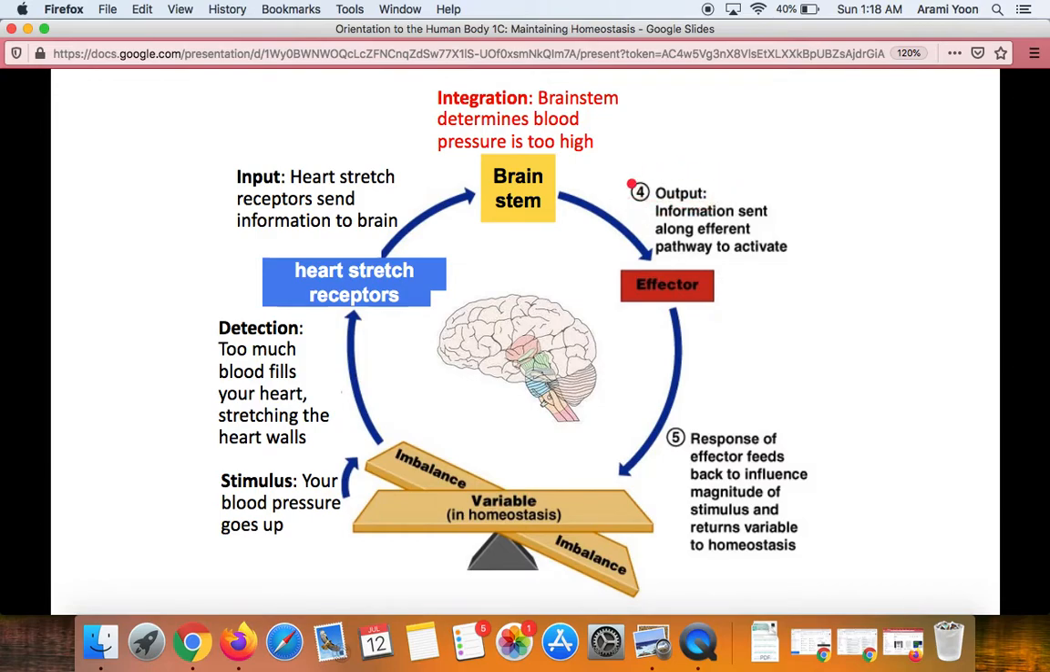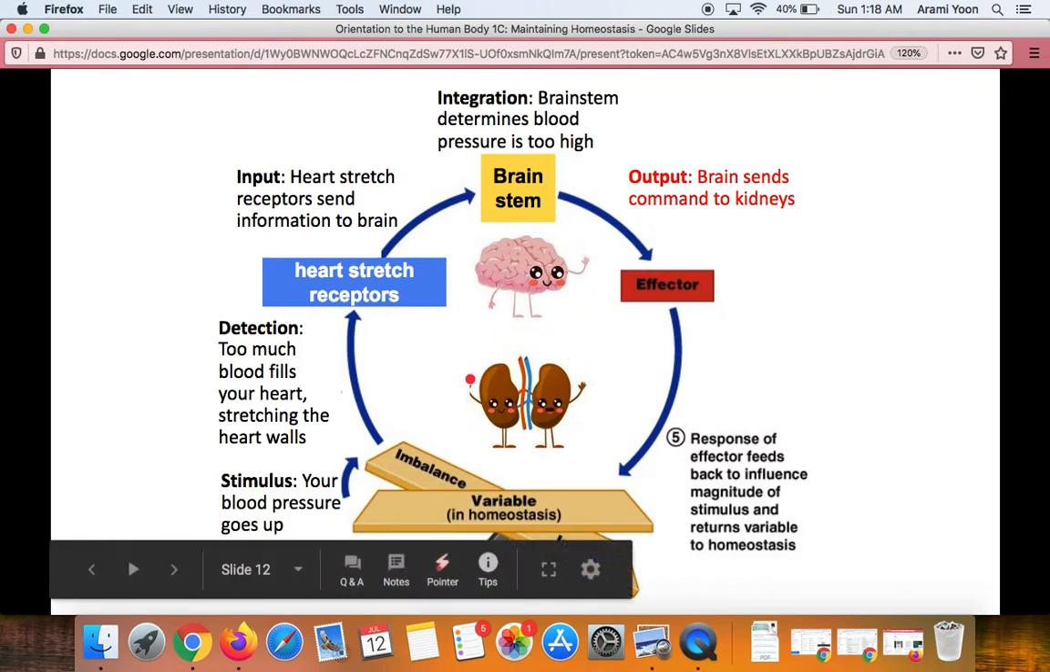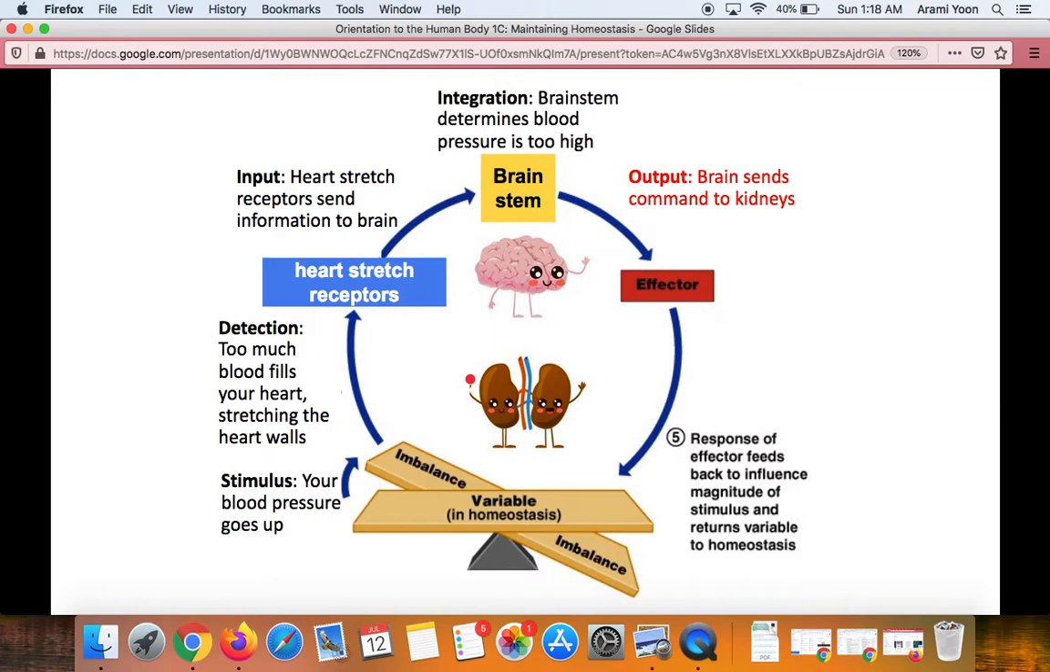So output is the information that's sent along the efferent pathway that will activate the effector. In other words, it's a command. What is your brain telling your body to do? And so your output in this particular case is going to be a command that your brain is going to send to your kidneys, among other things. So when it comes to regulating blood pressure, your brain is going to have multiple commands going out to multiple different body parts. And one of those body parts is going to be the kidneys.